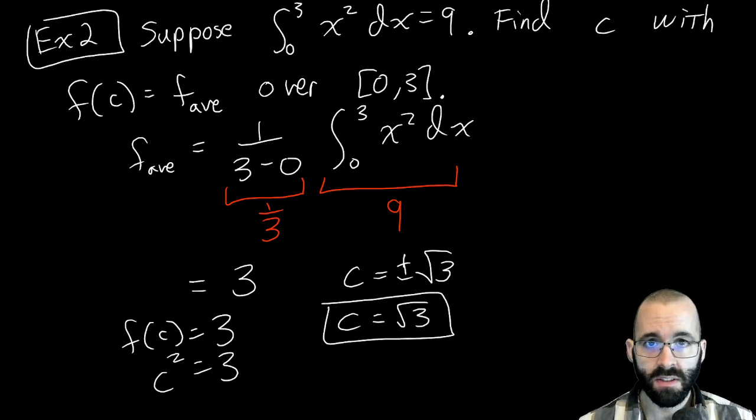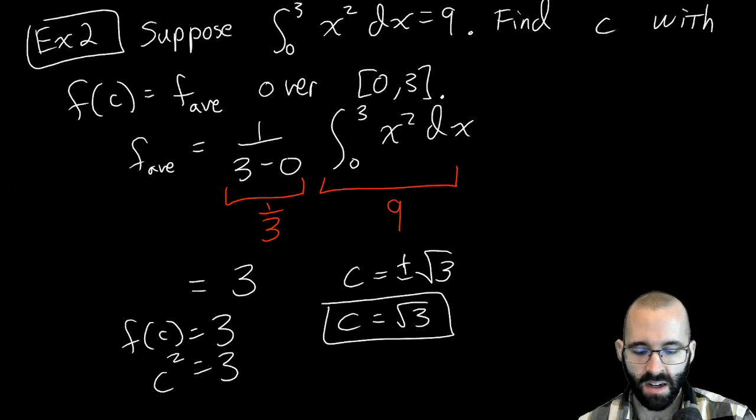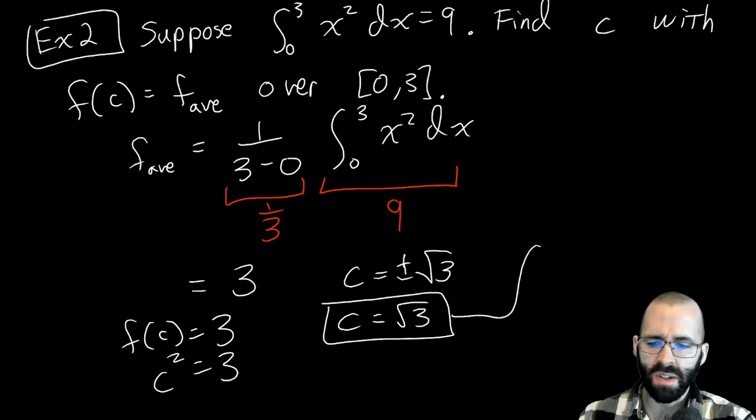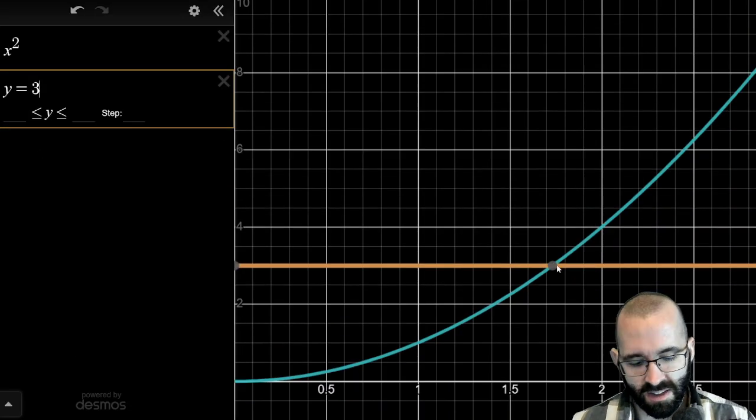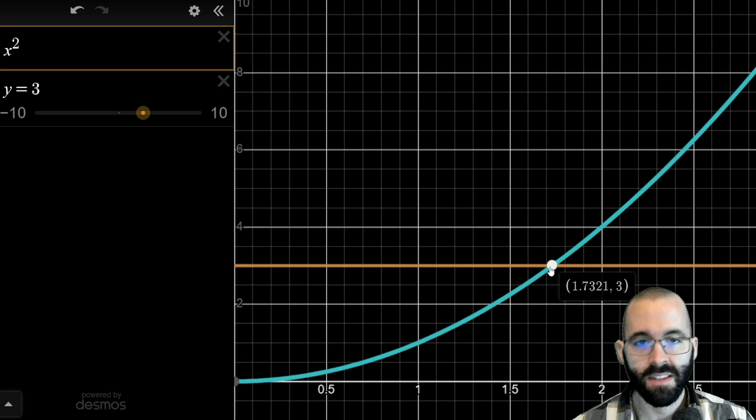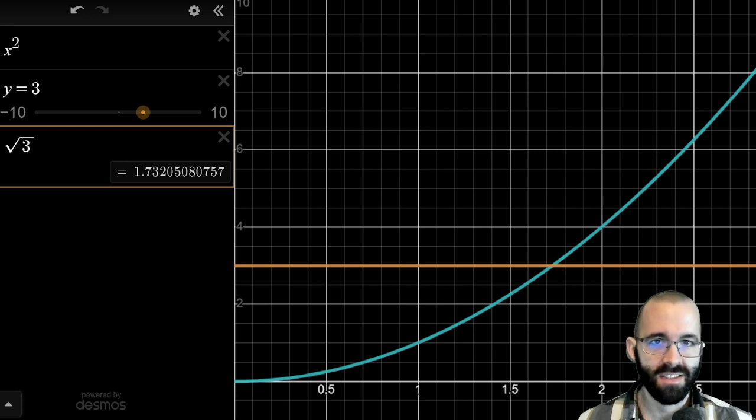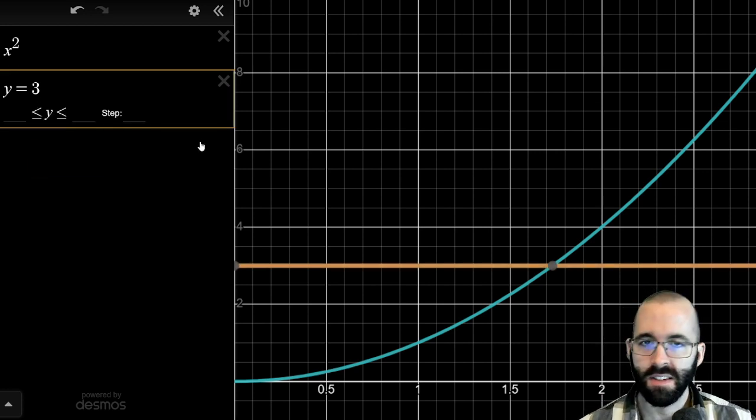For applications, I like approximations. For theoretical questions like this, I would like your exact answer, which is the square root of 3. It's about 1.7, I think. Let's see if this is consistent with Desmos. That looks pretty good. What is the square root of 3? Nice. Yeah, so it is indeed square root of 3.